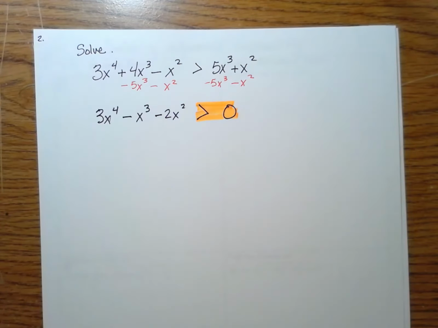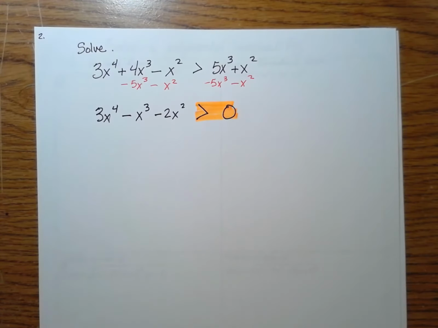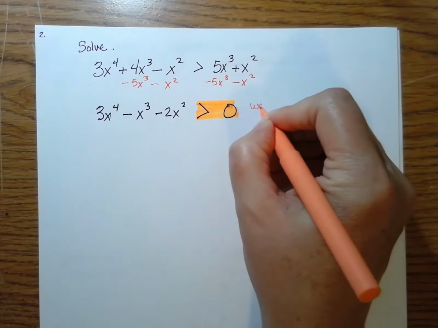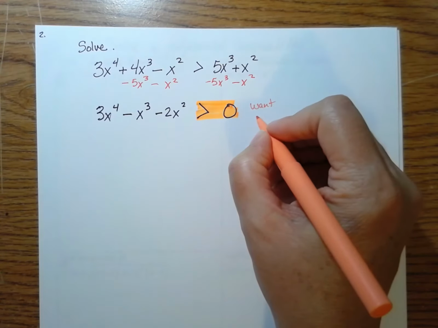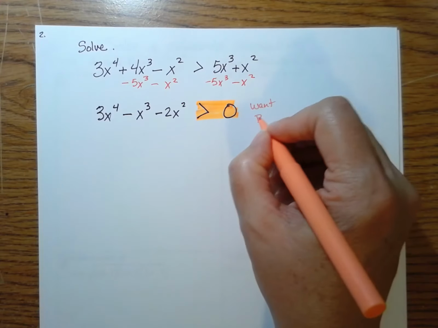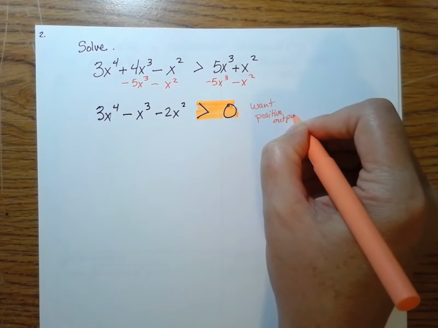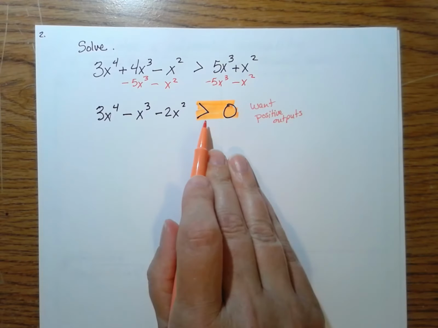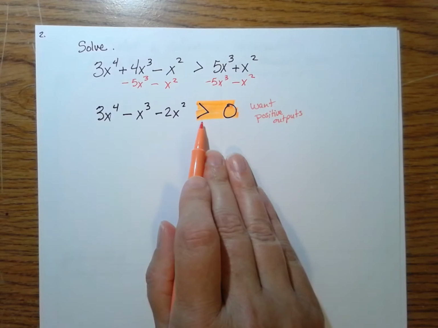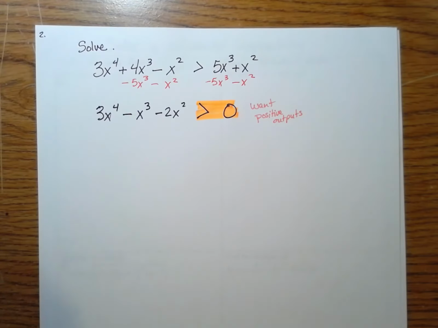Okay, looking ahead just a little bit, this is really the question that we got to answer in the end. We're going to do it with a process, but our goal here is that we want to figure out what's going to generate greater than 0 or positive outputs. Greater than 0, so positive. And we don't want 0, notice right here. So we won't include anything that gives us a 0.